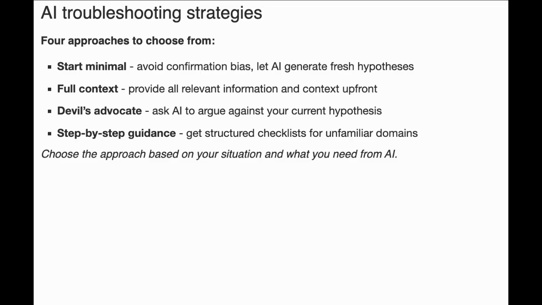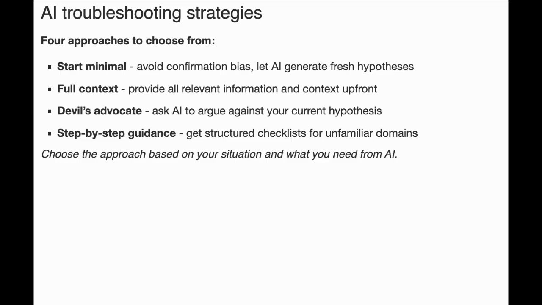There's a full context approach, which involves providing all relevant information and context up front. This can be useful when you need to move fast and you're confident in your investigation direction, or if you're totally stuck and you need some direction. When you have hundreds of lines of logs and multiple error messages and a complex timeline, AI can spot correlations you might miss. It can also make summaries that help you make sense of the complexity.